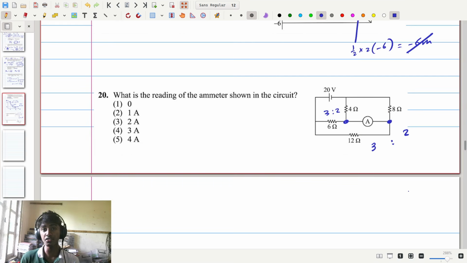Now since these two resistor ratios are 3 to 2, and from this point to this point the voltage across both of these pairs is 20 volts, this is going to create a Wheatstone bridge. And in this Wheatstone bridge, since these two to these two's ratio are the same, we can conclude that the voltage at this point and this point are both equal to each other. So the voltage here is V1, the voltage here is also V1. According to that, since the total potential difference across A is equal to 0, we can conclude that no current will flow across the ammeter A. And therefore, the answer is answer number 1, 0 amperes.